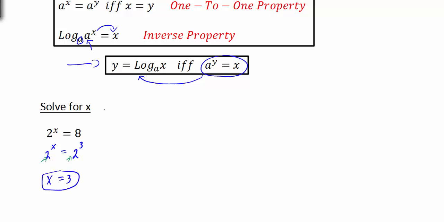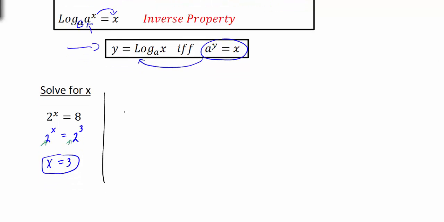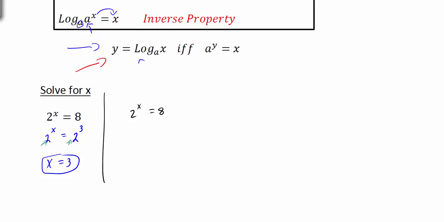Now, the next technique I want to look at is, let's say that we have 2 to the x equals 8, and I want to look at simply rewriting this as a logarithm. So in other words, let's think of rewriting this using this technique here. If we have a to the y equals x, we want to rewrite this in logarithmic form. Well, that means our exponent here is x. That's going to be equal to log base a, so that's going to be log base 2 of 8.